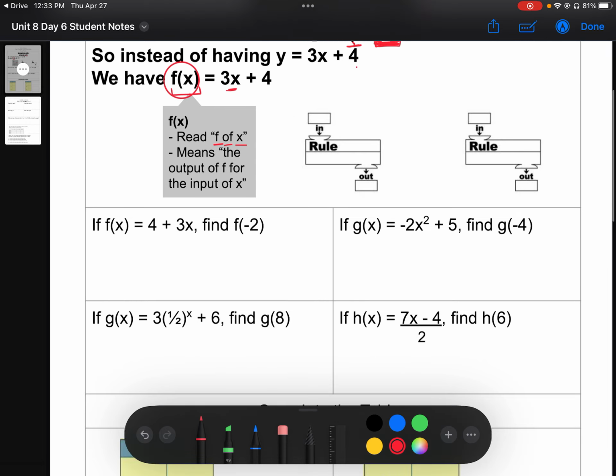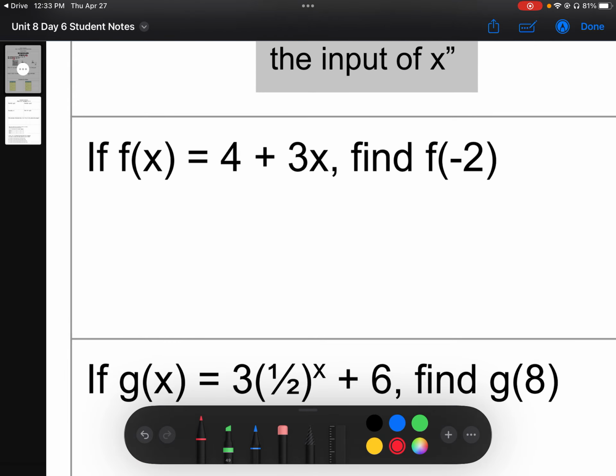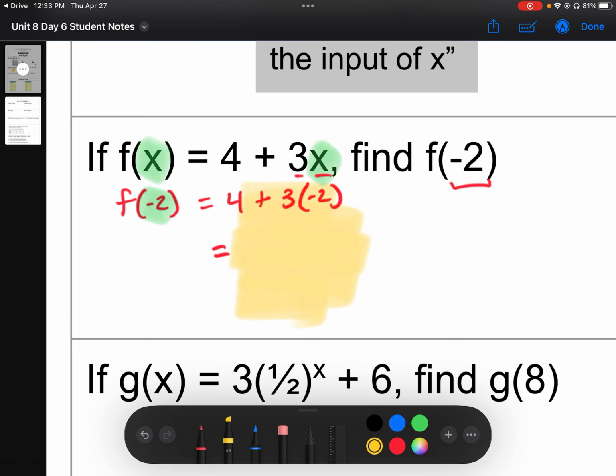So let's look at this first example. If f of x equals 4 plus 3x, find f of negative 2. So you see how x became negative 2. x over here should also become negative 2. Now, this is 3 times x, so notice I put it in parentheses. And I'm only working out this side of my equal sign. The left side stays like y equals or f of negative 2 equals.